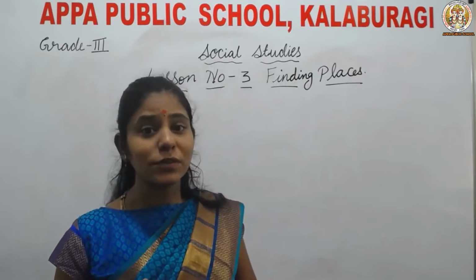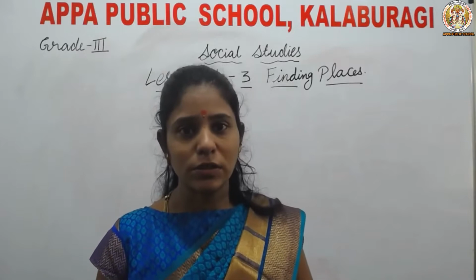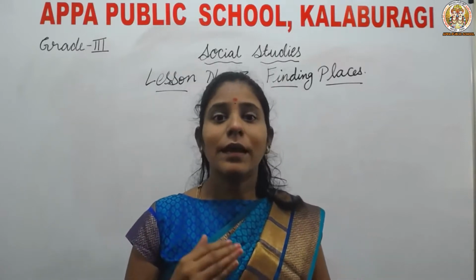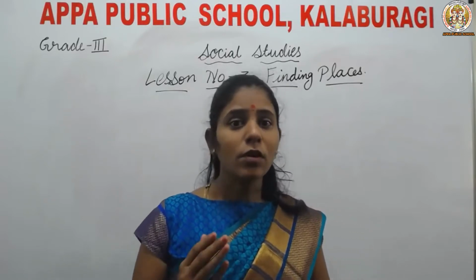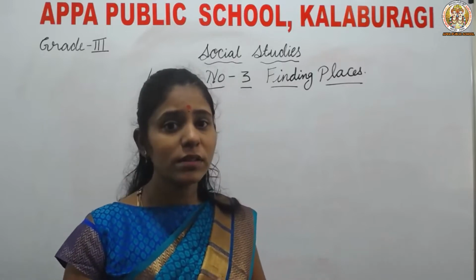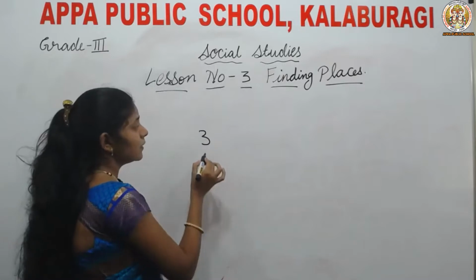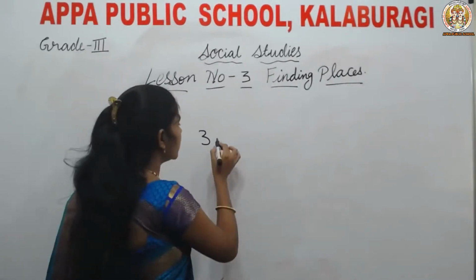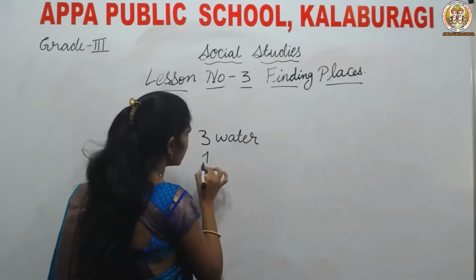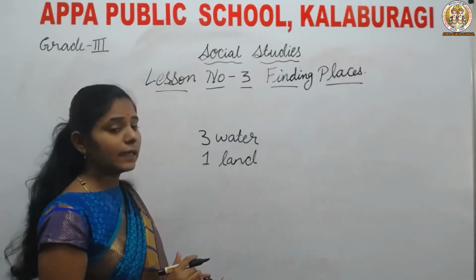After that, we have studied about the water. Water is also one of the natural resources. Earth is the only planet that has water like air. All living things need water. Three parts of the earth are covered with water. Only one part is covered by land.